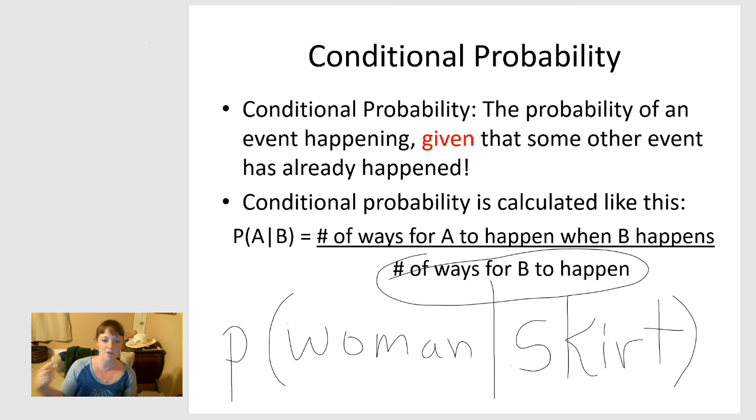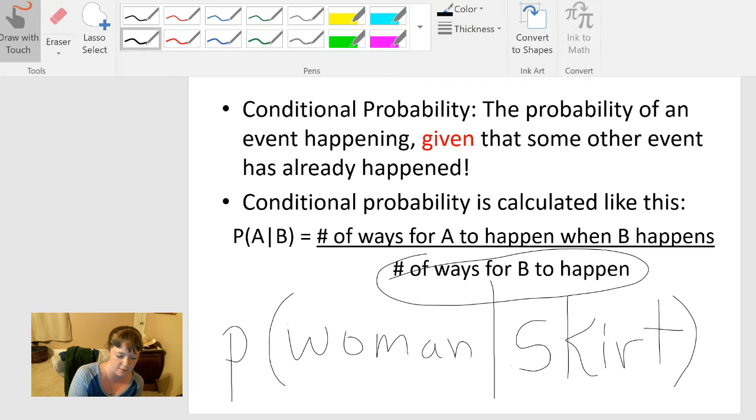All the different ways for B to actually happen are all the people wearing skirts. One person wearing a skirt, two people wearing a skirt. Okay, let's say there are 10 people wearing a skirt. Okay, and you bring them over and you go, okay. Then you say, how many of these skirt wearers are women? And what you might notice is that all 10 are women, modern culture being what it is, right? So a conditional probability is very different. Let me show you the difference.